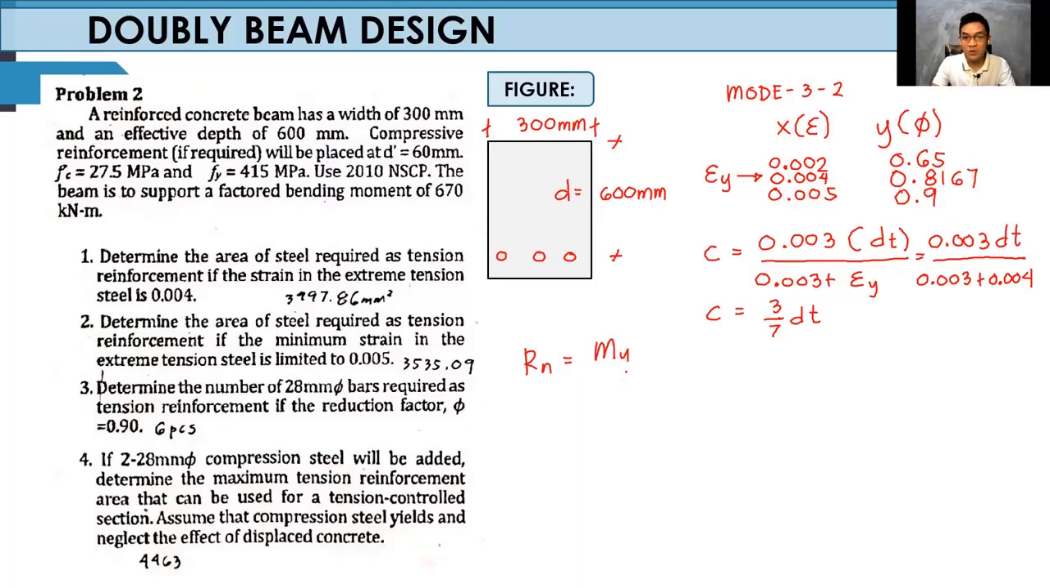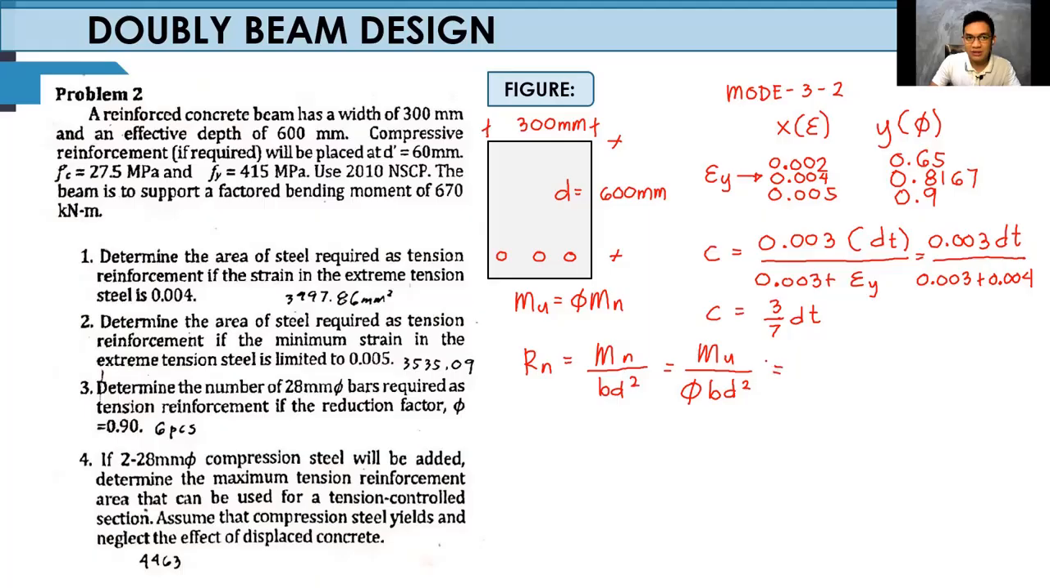Mn over Bd squared. Pero para mas madali tayo, kasi factored bending moment na yung binigay, take note that Mu is equivalent to phi times Mn. So, yung formula natin, isulat na lang natin para hindi tayo malito. Mn over Bd squared. So, palitan lang natin si Mn kasi Mu yung given natin, magiging Mu over phi Bd squared.